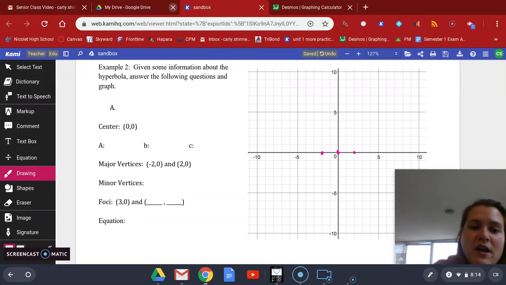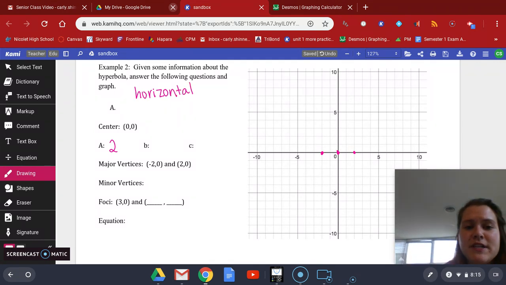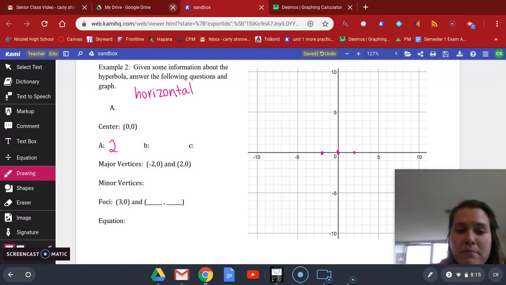So right away, that tells me that my A is 2. And it also tells me that this is going to be a horizontal hyperbola, like our first example, since my major vertices are aligning horizontally. All right. I can't jump to my letter B quite yet because I don't know anything about my minors, but I do know that my foci are at 3. And then using symmetry, I know that my other foci has to be at -3.